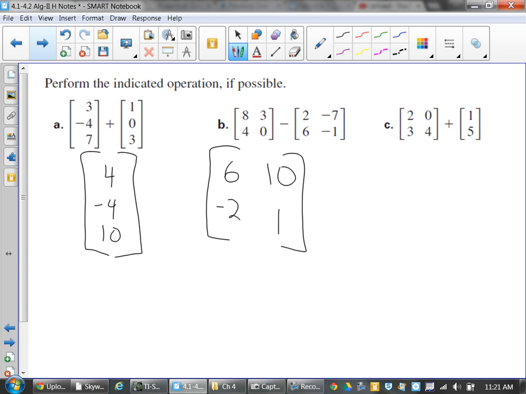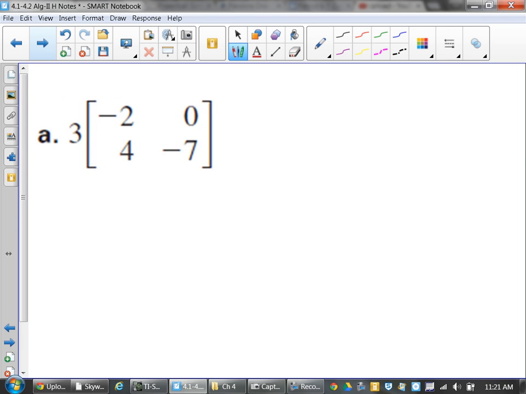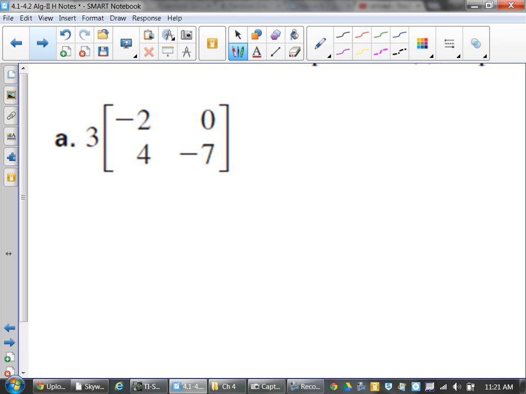The last one, can I do that? No, because they're not the same dimensions. Wrong dimensions. I'm not even going to bother wasting my time going through all that one, but if you look at this, that just means 3 times all of it. Just distribute out. So it's just like glorified parentheses.